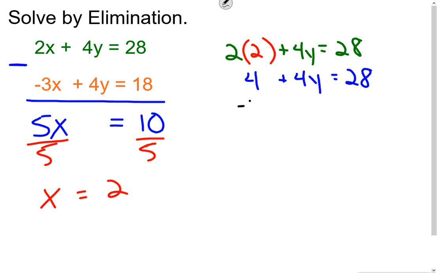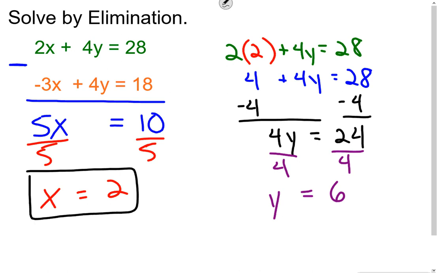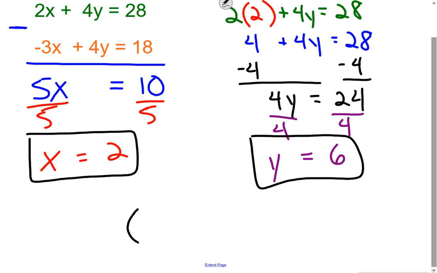I'm going to subtract 4 from both sides to get the y's all by themselves. And now I have 4y equal to 24. And then I'm going to finish it off by dividing both sides by 4. And I just figured out that y equals 6. So my solution to this system is x equals 2 and y equals 6. Or again, if you put it into point format, you're going to have the point (2, 6). Either way, I don't care. x equals 2, y equals 6, or the point (2, 6) would be fine for your solution.